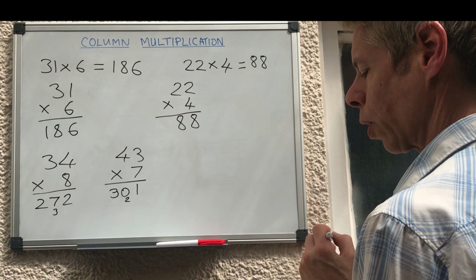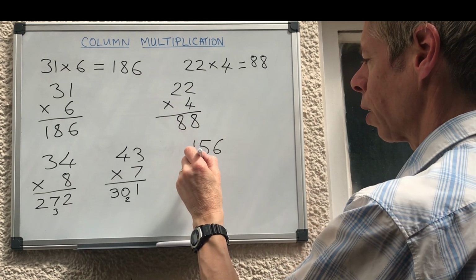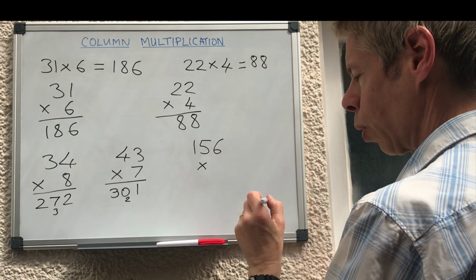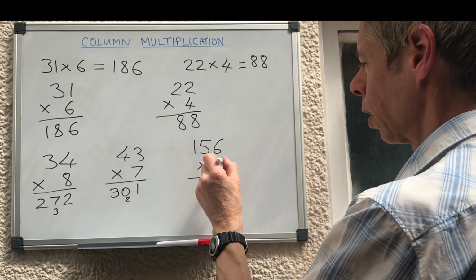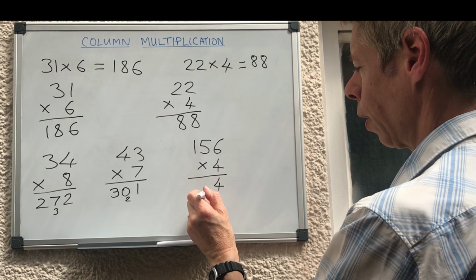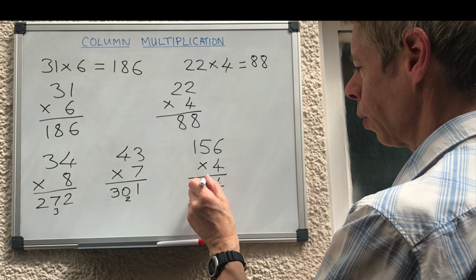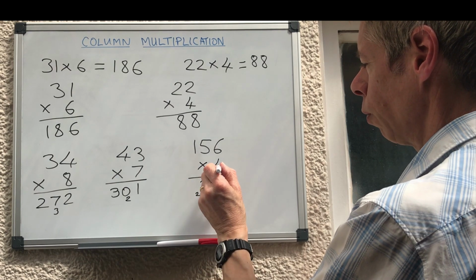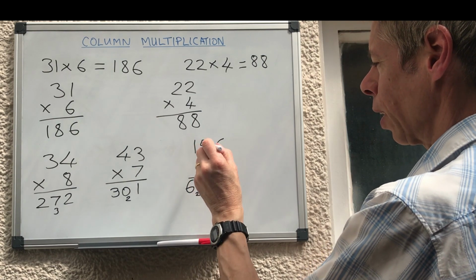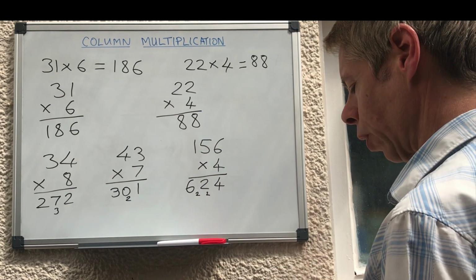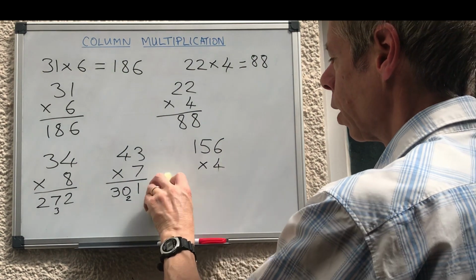Okay, so next question, 3-digit number now, times a 1-digit. 156 multiplied by 4. So 4 times 6 is 24. Put the 2 down here in that column. 4 times 5 is 20, add the 2 makes 22. 4 times 1 is 4, add the 2 makes 6. So 156 times 4 will be 624.